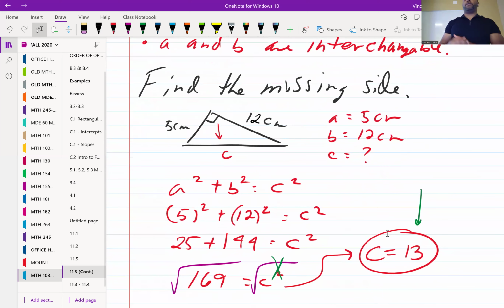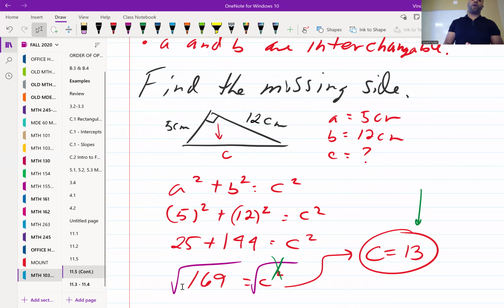5 squared is 25. 12 squared is 144. Added together is 169. Now remember, we're solving for C, not C squared. So we need to get the square off of the C. And the way we do that is take the square root of both sides. Once you take the square root of both sides, that will cancel out the square. This leaves C, and then the square root of 169 is 13. And that'll be your answer.